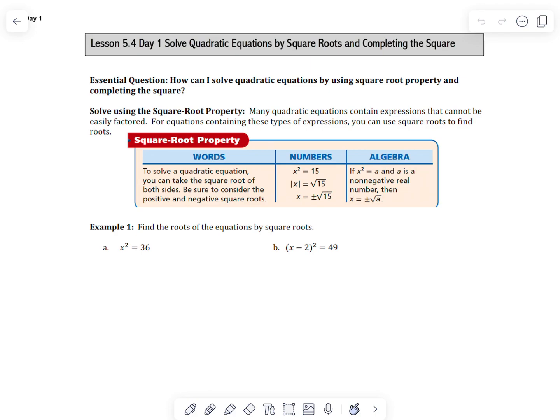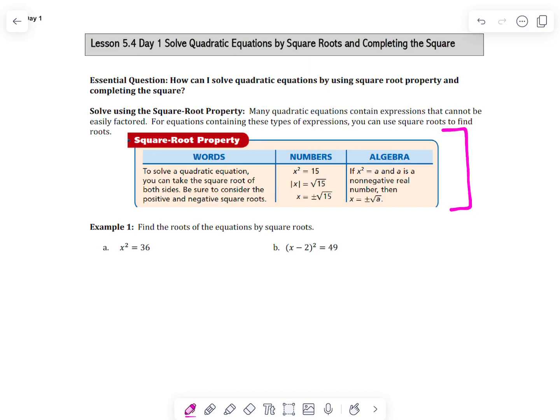All right, this first topic is solving quadratic equations using the square root property. So you can go ahead and read this box here. This explains what the square root property is. I'm going to go ahead and move on to the first example.